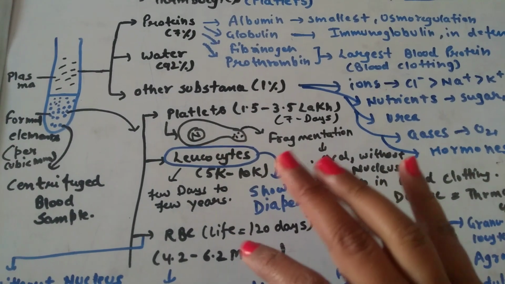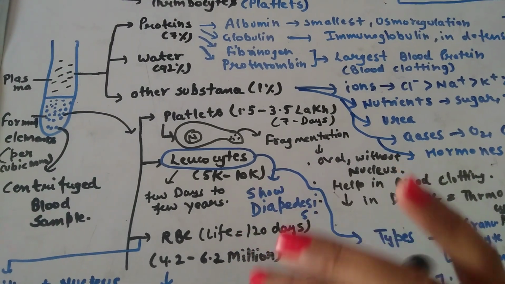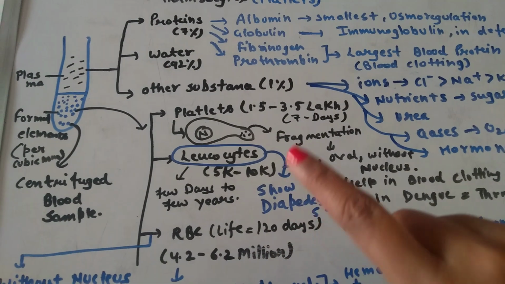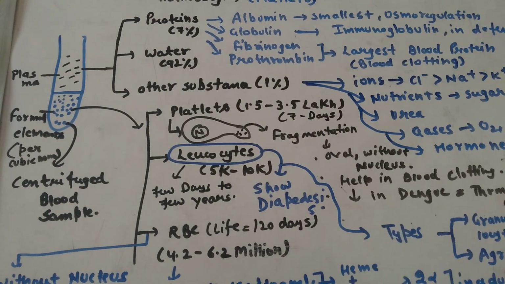Now move towards the formed elements, which make up approximately 45% of blood. There are basically three types of formed elements. One is platelets, the second is leukocytes, and the third is RBC, or you can say erythrocytes.